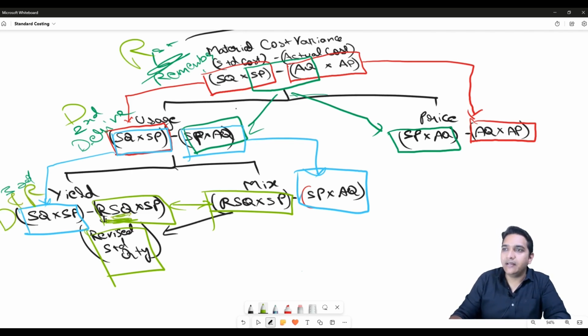It is only one term which you have to remember, revised standard quantity. Now what is revised standard quantity? We will look at it when we solve a problem. I hope you understood this.